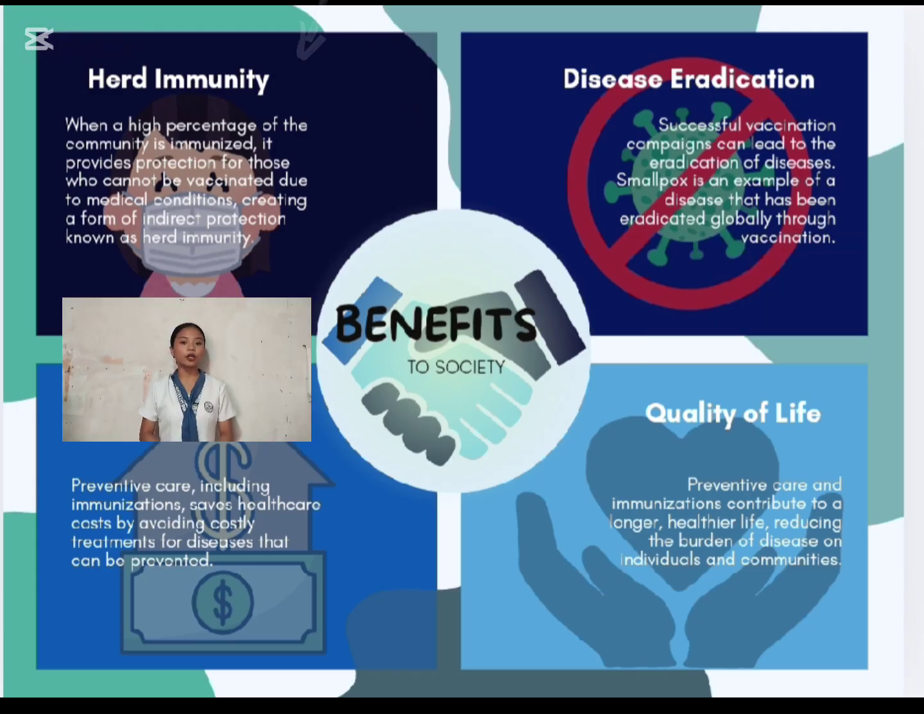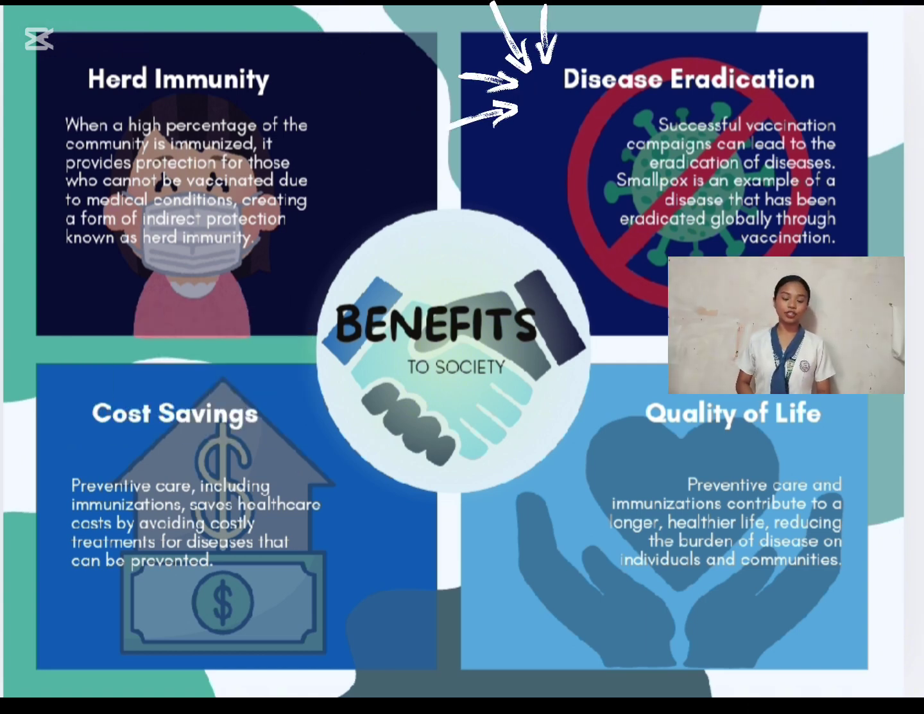Herd immunity or community immunity. When a high percentage of the community is immune, it provides more protection for those people who cannot be immunized due to medical conditions. The principle is that when enough people in the community are immune, the disease has fewer opportunities to spread. Disease eradication. This refers to the complete and permanent elimination of disease, meaning there would be no new cases in the community or globally. Smallpox is an example of a disease that has been eradicated globally through vaccinations.